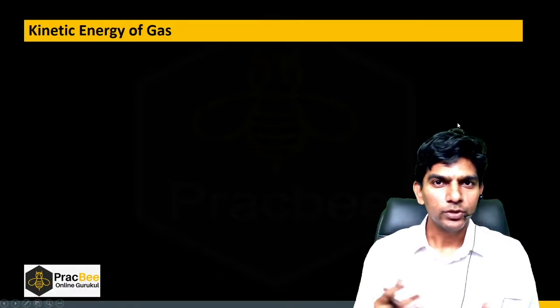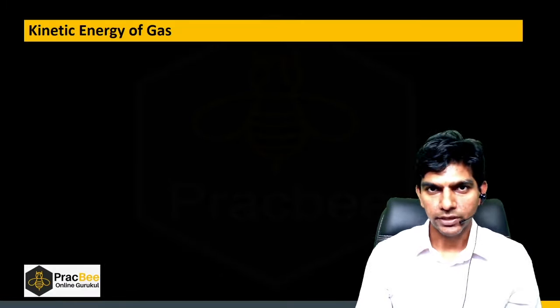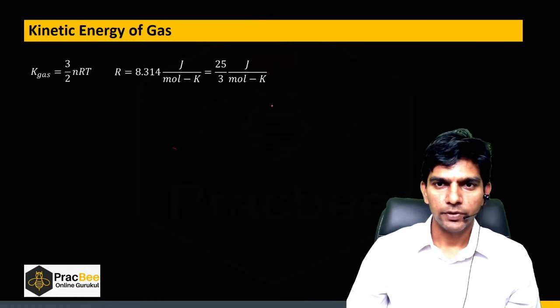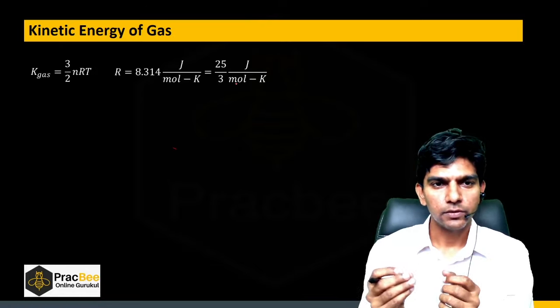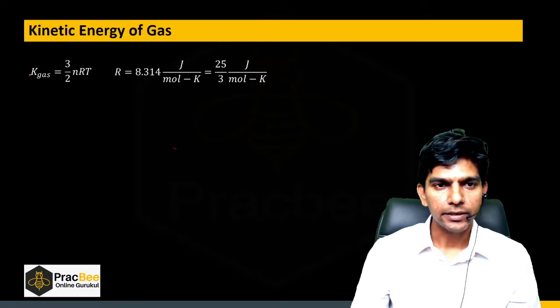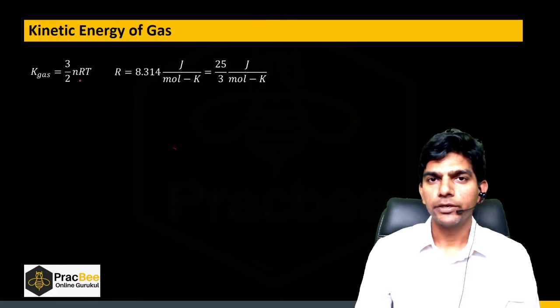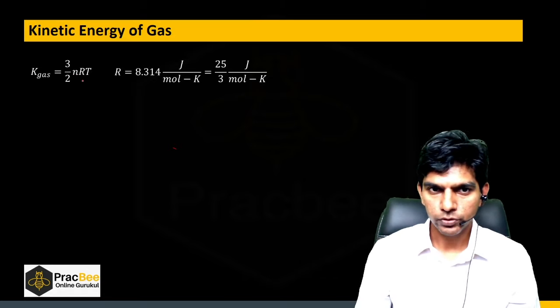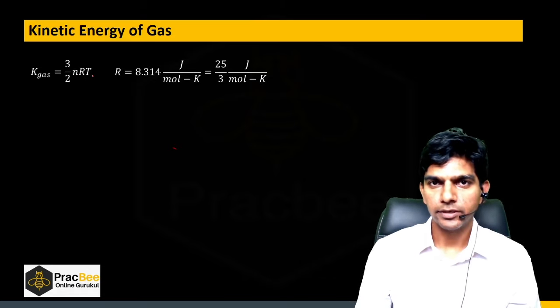Now let us see the new concept, that is the kinetic energy of the gas. Now, when we have a vessel and in that vessel we have a monatomic gas like helium, argon, then the kinetic energy will be given by 3 by 2 nRT, where n is the number of moles, R is the gas constant, and T is the temperature.